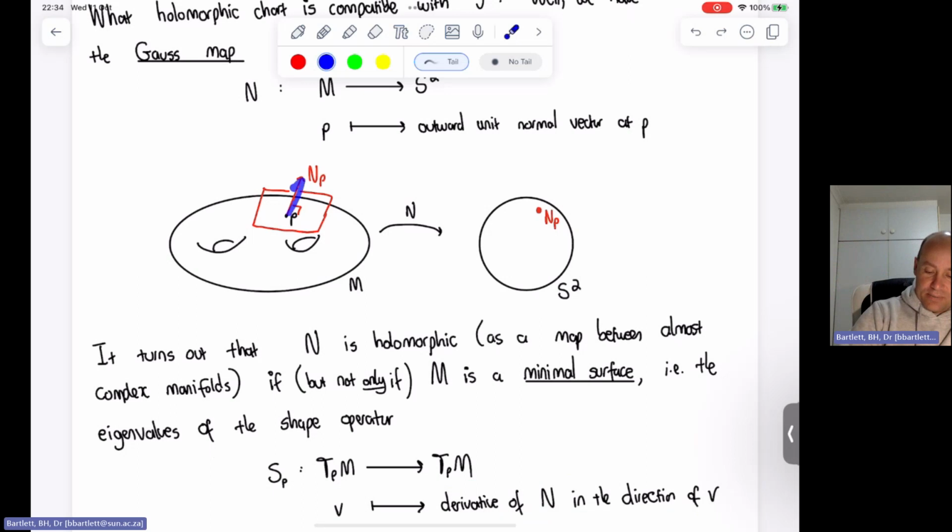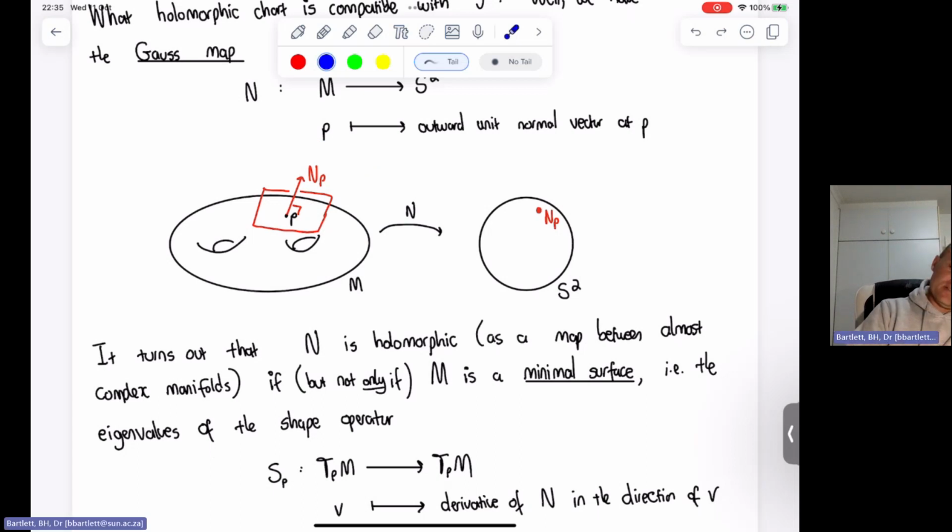So if you're over here and you move in the direction of V, then what would happen to these normal vectors? They would start to change direction like this, right? So if you think of their derivative in this direction, let's think about it. If I'm over here and then I change to over here, then the derivative is to the right. Is that correct?